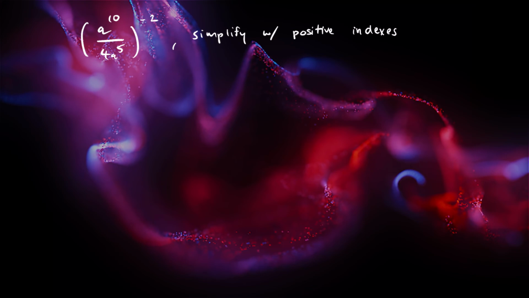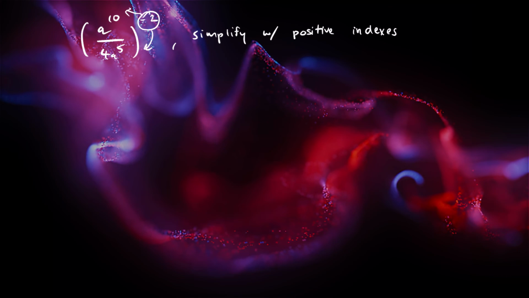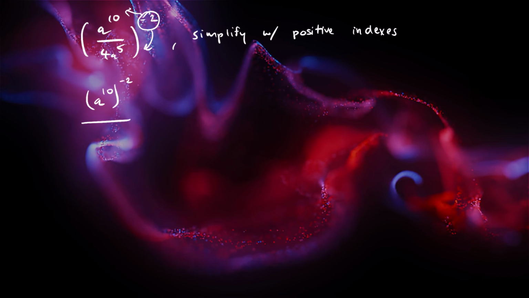Okay, so how do we tackle this? Well, first thing we need to do is distribute this negative 2 onto both the numerator and the denominator. So we'll get a to the power of 10 raised to the power of negative 2 over 4a to the power of 5 raised to the power of negative 2.